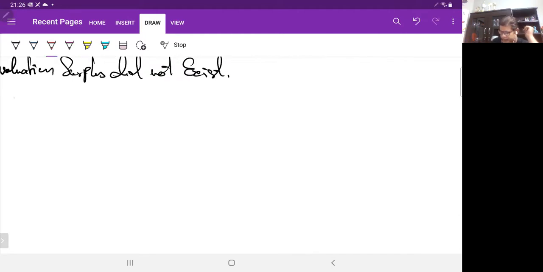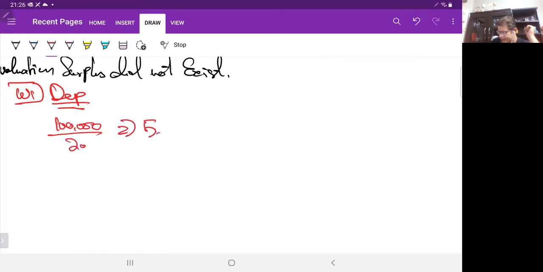First, we will do the working. Working one related to the depreciation. Straight line depreciation, 100,000, life is 20 years. No scrap value was given, so it's 5,000 per annum.